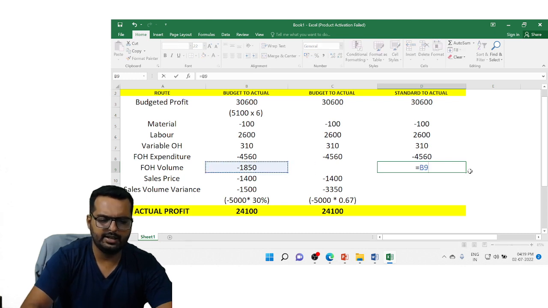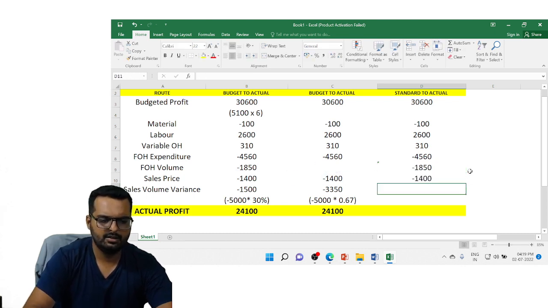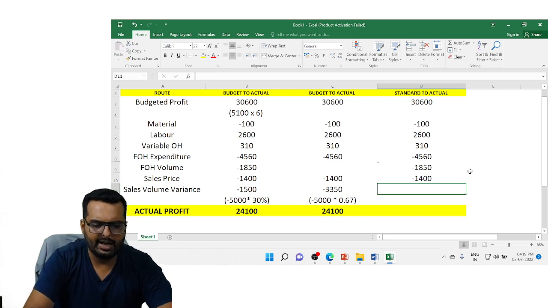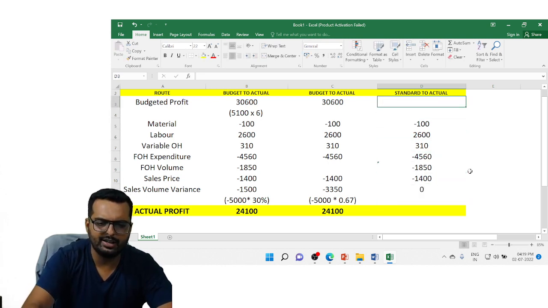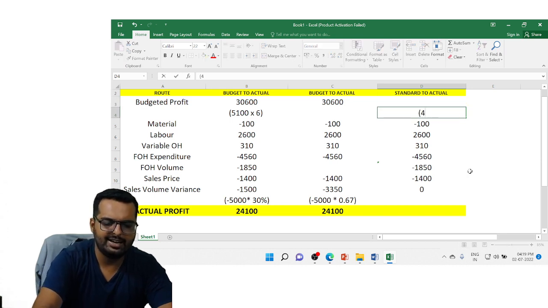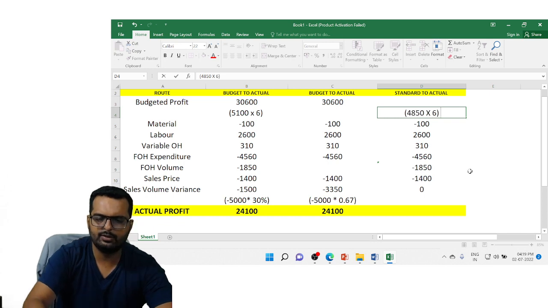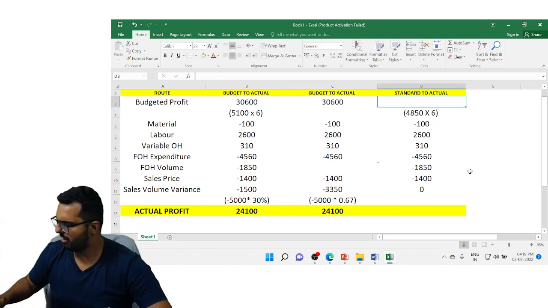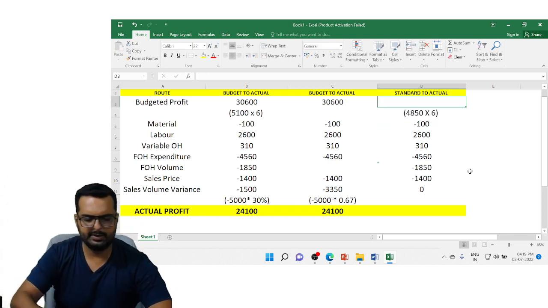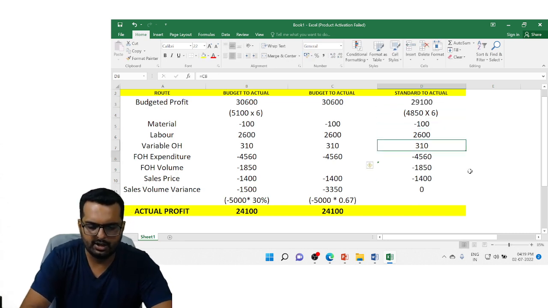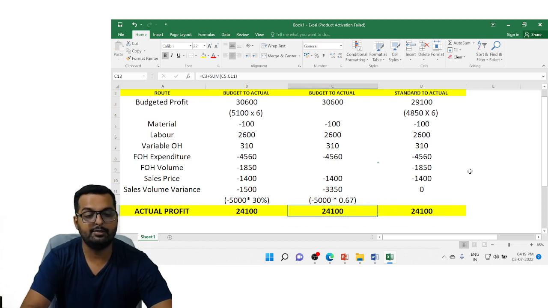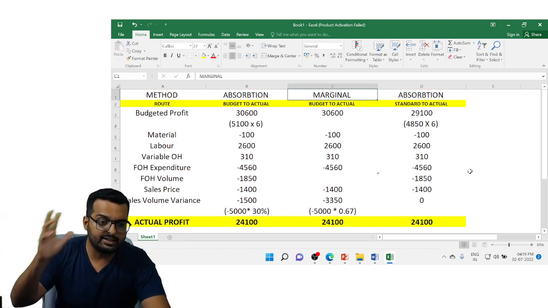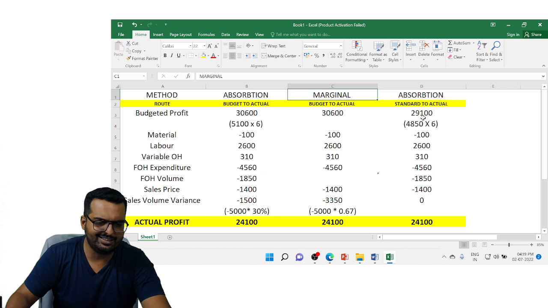Here, I'll put the number again. Sales price also I will put, but I'll put over here zero. Okay. And instead of putting the budgeted profit here, I'll put standard profit. Standard profit, I'll take 4850 multiplied by 6 rupees. So that will turn out to be how much? 29,100. Now, if I check the answer, again, you will get the same one. How I am getting, we will think about that later. First, you write down these three things in your books.